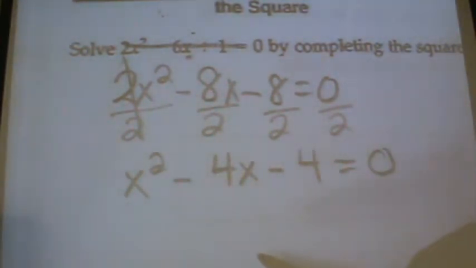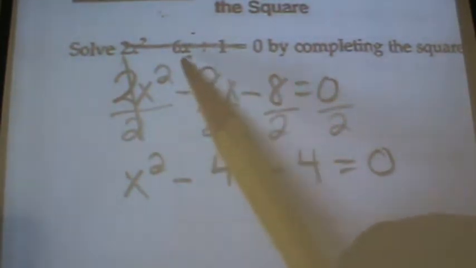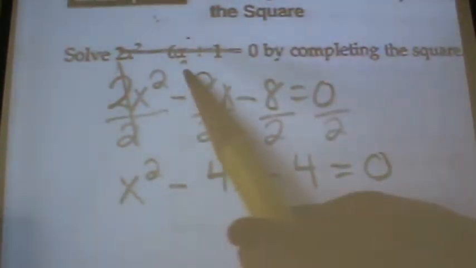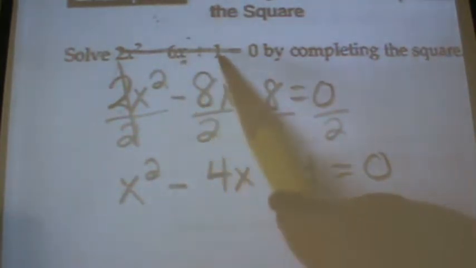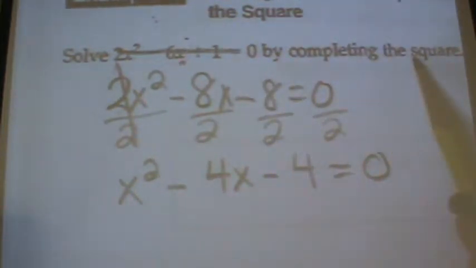Now, does anyone know why you think I changed this problem around? I made this 6 and 8, and I made the 1 and 8. You're probably going to get a better root. What would it have been if I divided everything by 2 right here? A 3. And this would have been a 1/2. Now, completing the square and using the quadratic formula are both methods that can solve any type of quadratic equation.